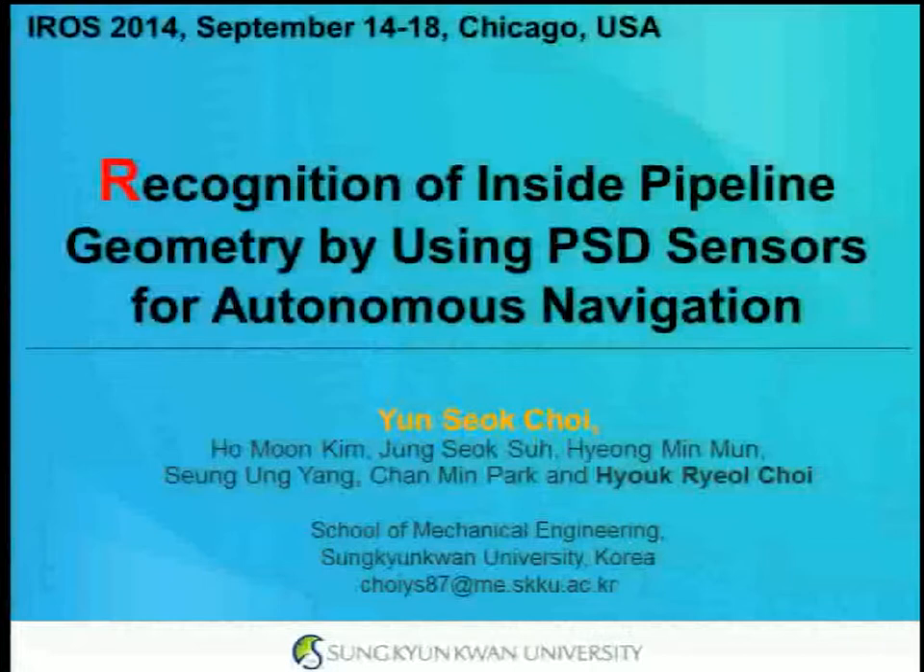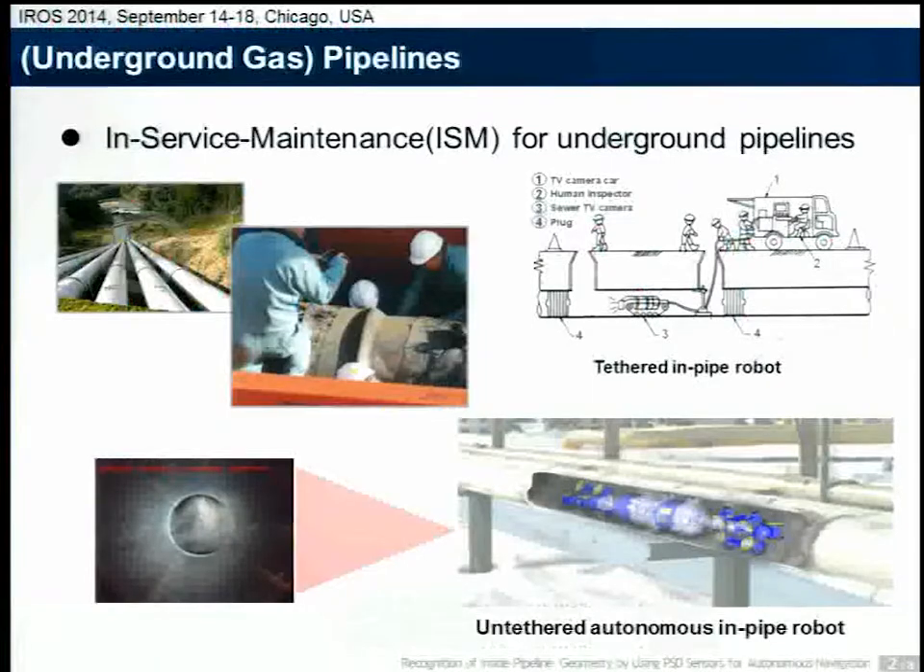Today, I will briefly introduce the recognition of inside pipeline geometry by using a PSD sensor for autonomous navigation. Pipelines are the major infrastructure for transporting gas, oil, and other fluids. They require regular inspection and maintenance. As shown in this figure, to reduce the time and cost of the inspection process, many researchers have developed inspection systems using robots. However, currently commercialized in-pipe robots are manually controlled by an operator.